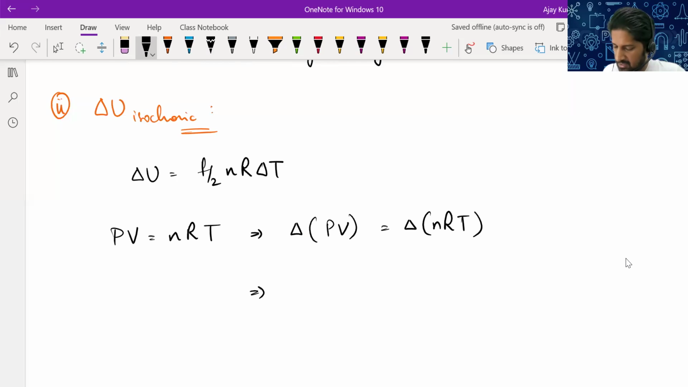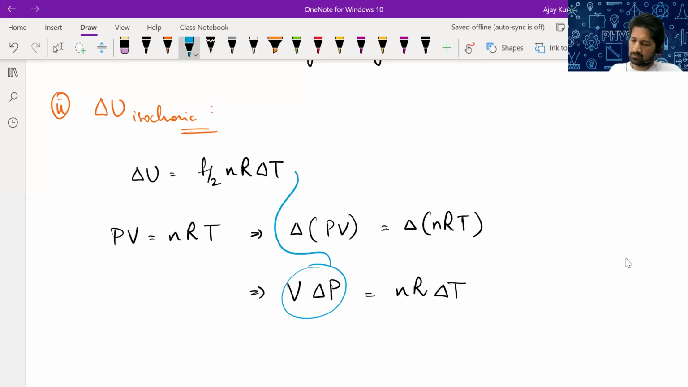So the left hand side becomes V delta P. Okay. It's like P final, V final minus P initial, V initial. V final, V initial are same. You take it common, you will be left with V delta P is equal to right hand side becomes nR delta T. So nR delta T can be replaced with V delta P. You can substitute that here if you want. And the process specific formula becomes F by 2 multiplied with V multiplied with delta P.